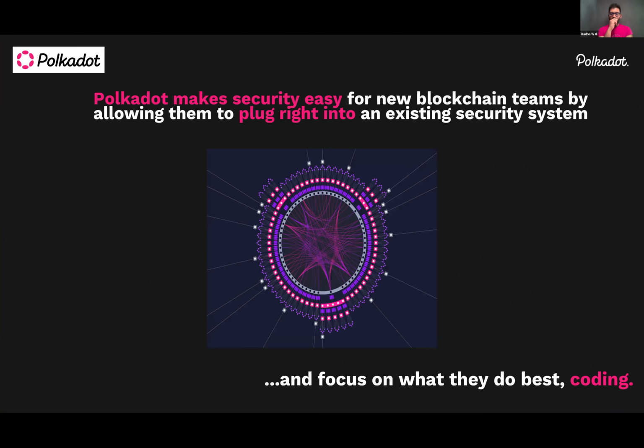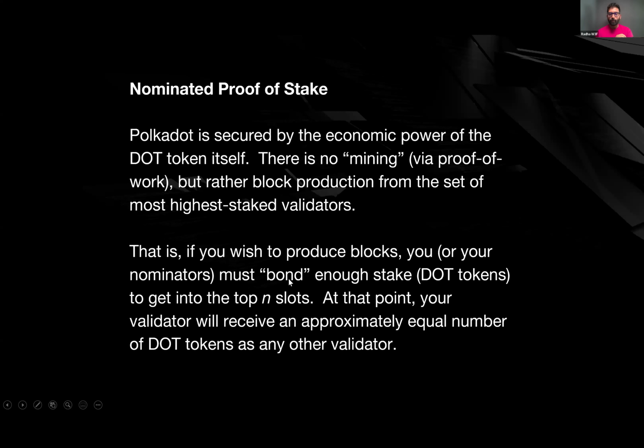So let's talk about security. One of the promises Polkadot makes is that every parachain's security is equivalent to the entire relay chain's security. Meaning, if you want to attack one parachain, then you have to attack the entire network. So let's see how that works technically. First of all, the security on Polkadot is derived from nominated proof of stake.